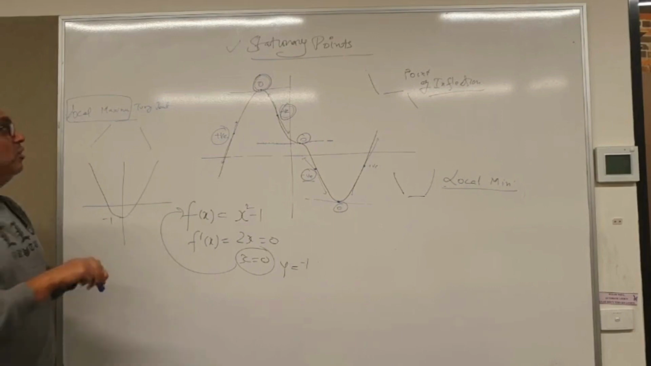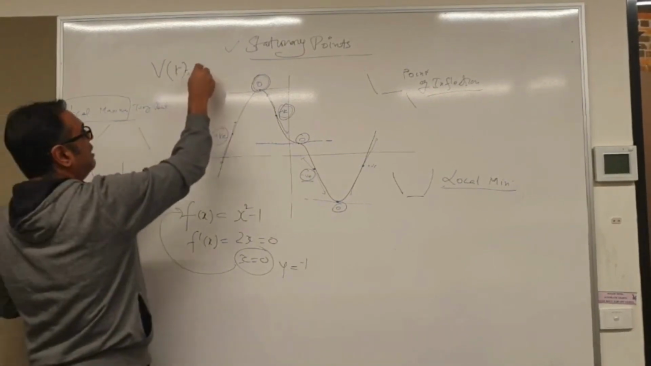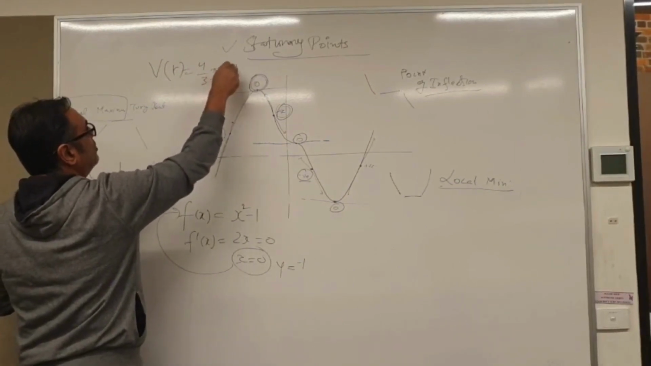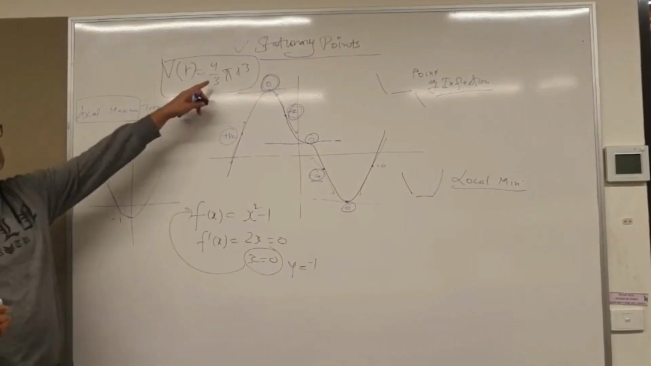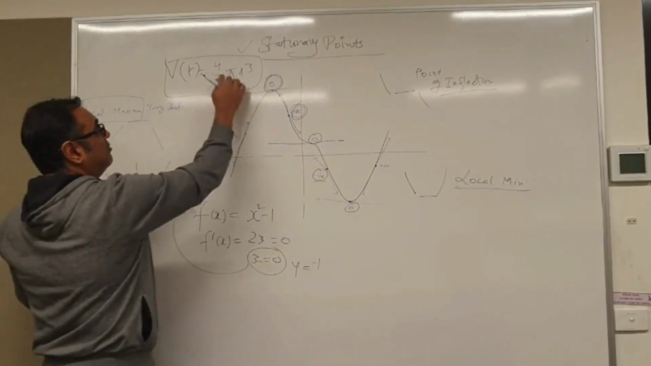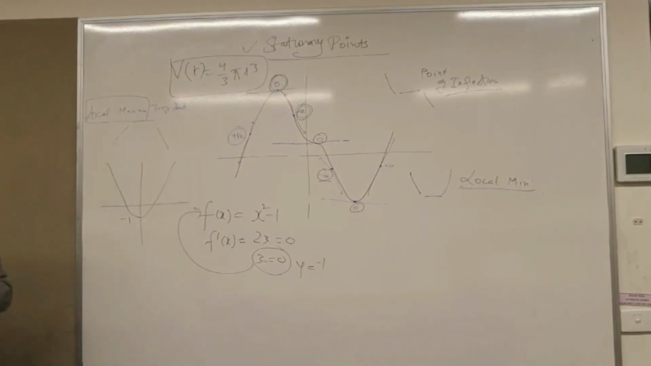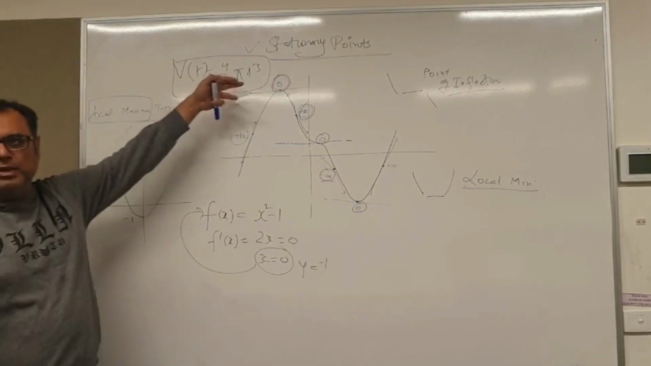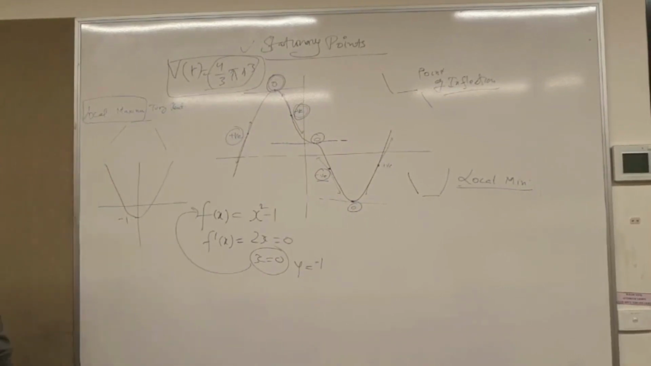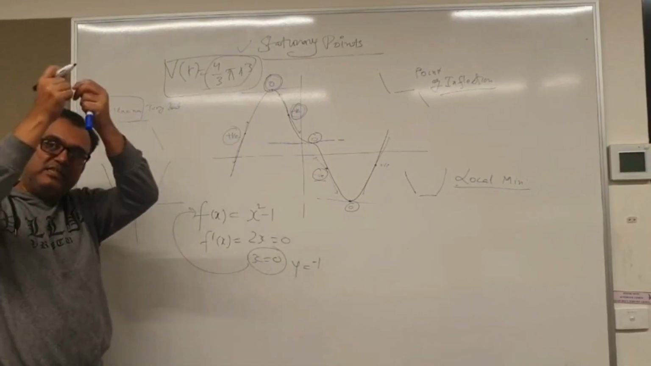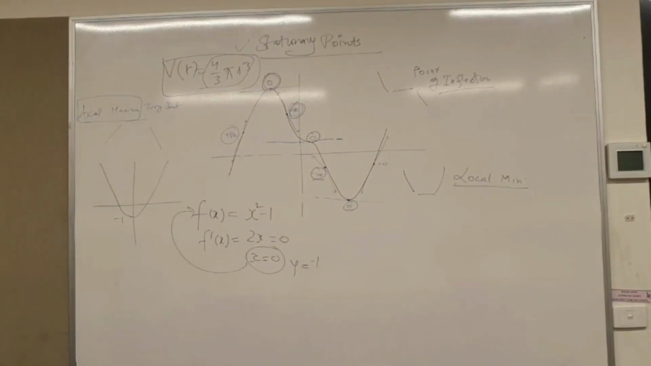For example, if your volume was a function of radius and you had something like 4 by 3 pi r cube, this is a sphere. Tell me for this sphere, for what radius you will have the maximum volume, and there will be a domain given to you. So what you do is find the derivative, equate it to 0, find the radius. That's the point where your function will be either a max or a min. That's how you find it.